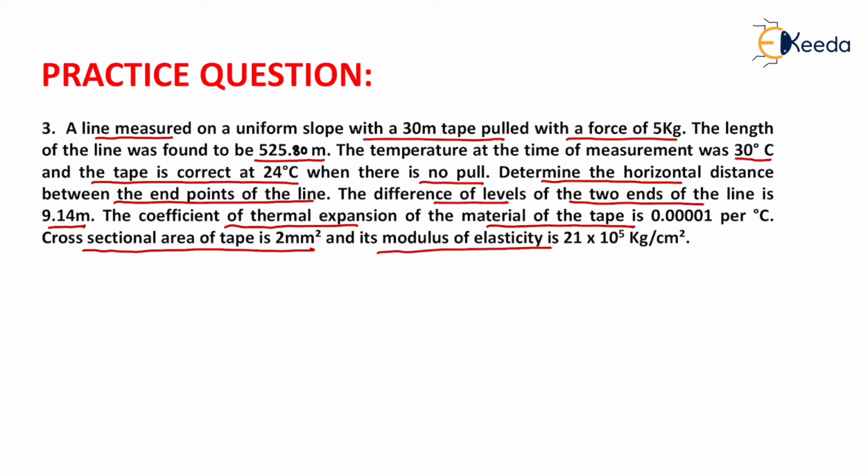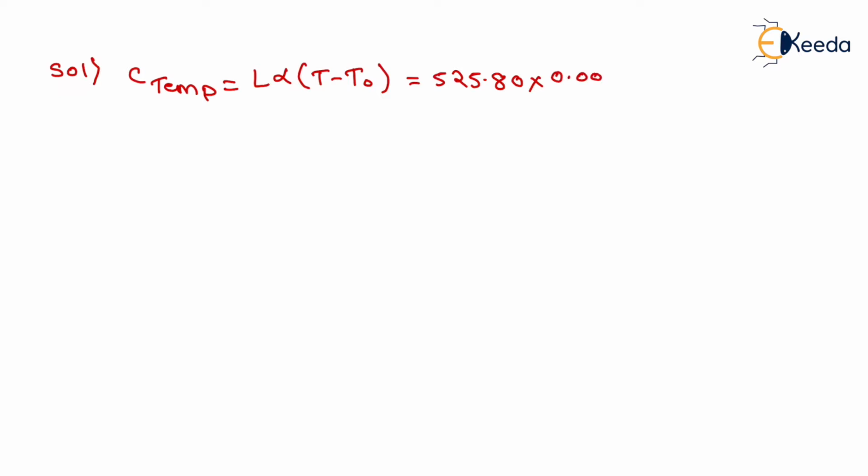Now we need to find the correct horizontal distance, for which first of all we need to determine the correction due to temperature changes. Now correction due to temperature changes, we know the formula, that is L alpha (T minus T naught). Now we have the value of L equals to 525.80. We have the value of alpha equals to 0.00001 per degree Celsius, and the value of T is 30 and the value of T naught is 24. On solving this, we will get the value of correction due to temperature equals to 0.0315 meter.